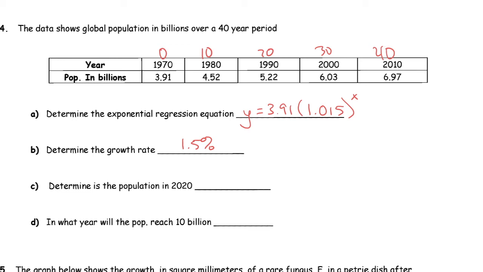So now we're going to figure out the population in 2020. Now, bear in mind at 2020, that's going to be where my X value here is going to be equal to 50. Okay. And then we're going to figure out when it will reach the population of 10 billion. I tell you what, we'll do both of those. We'll go to the calculator. We'll do both of those kind of in quick succession here.